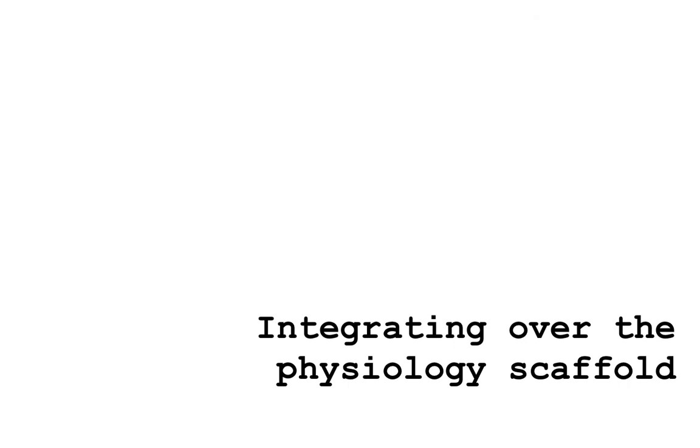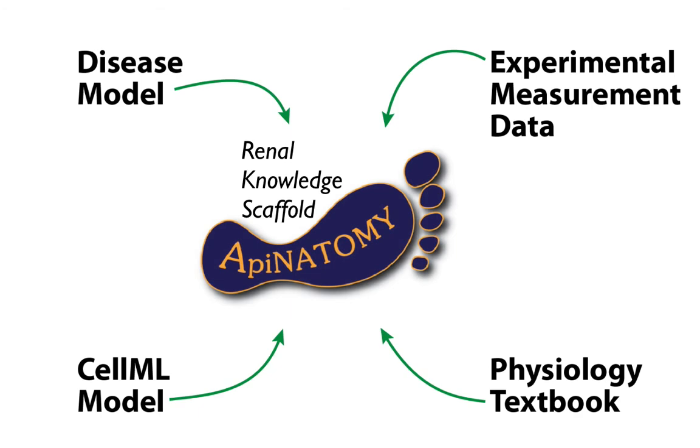So, what kind of resources are being integrated over the physiology scaffold? We are currently evaluating a renal knowledge scaffold to organize and integrate different types of clinical and physiology resources, including a pathway model that defines the disease process of hydronephrosis caused by kidney stone, a mathematical model of renal electrolyte handling drawn from acid-base physiology, the mining of knowledge about structures, processes, and measurables from kidney-related text in a physiology textbook, and two types of renal experimental measurement.